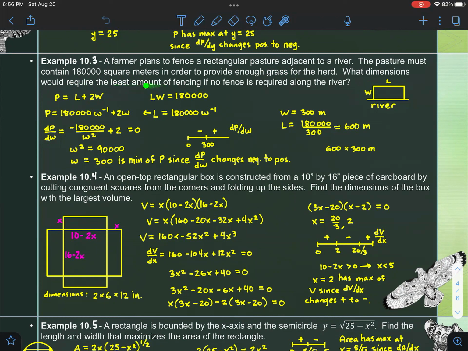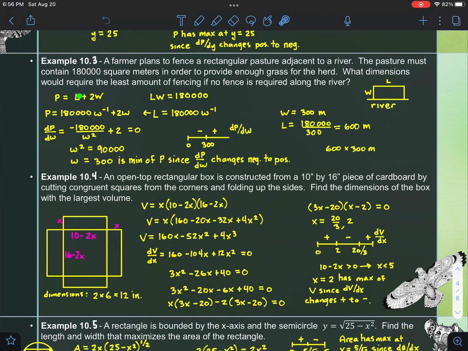There's my clue that this is an optimization problem. We're looking for a minimum amount of fencing. The amount of fencing, it's kind of like a perimeter problem. Not a full rectangle, but if you go off the same labeling I've used in my picture, we could say perimeter P equals length plus 2 copies of the width, okay?